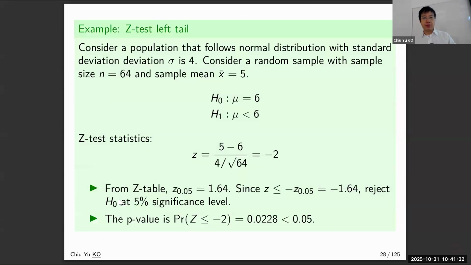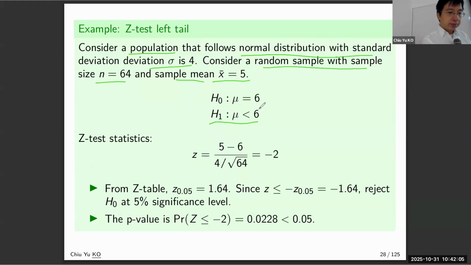Let me go to an example and say what we are going to see. Okay. So you have a population that is normal with standard deviation 4. You have a random sample with sample size 64, sample mean 5. You want to see if this sample mean is going to support H1 or not. Okay, so that is the idea.